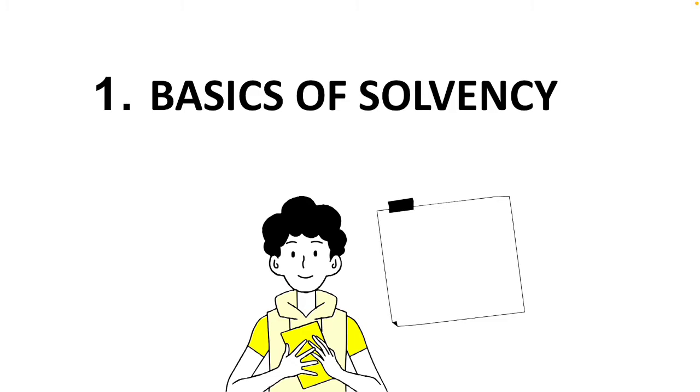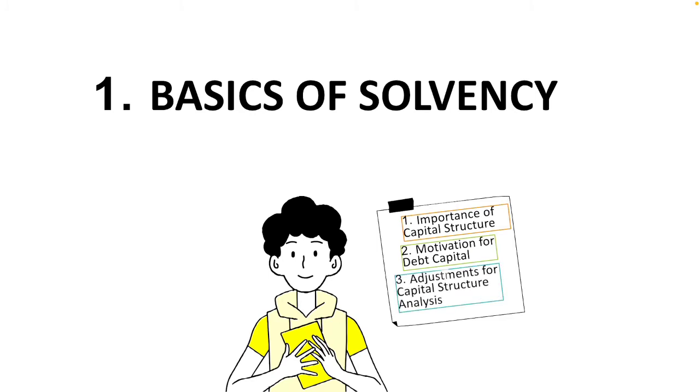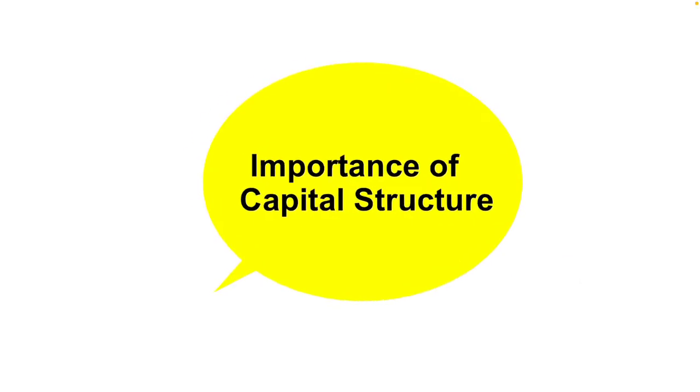The first one is about basic of solvency. Analyzing solvency of a company is markedly different from analyzing liquidity. There are 3 points that I want to talk about. The first one is importance of capital structure. Second one is motivation for debt capital. Third is adjustment for capital structure and analysis.